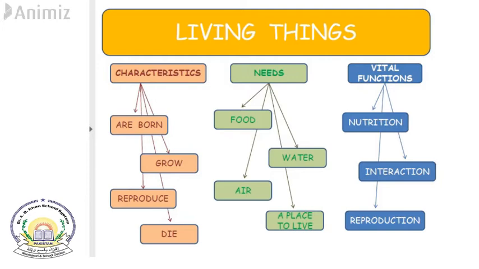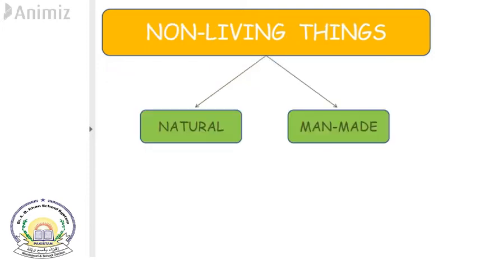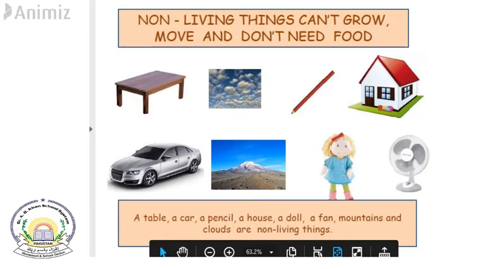So what are non-living things? Now let's discuss what non-living things are. Non-living things can be natural and can be man-made. So there are two types of non-living things: one is natural and one is man-made. Let's see the difference between natural non-living things and man-made non-living things.